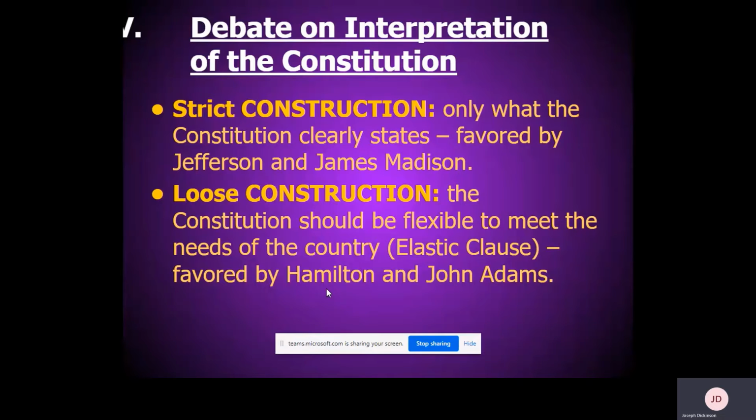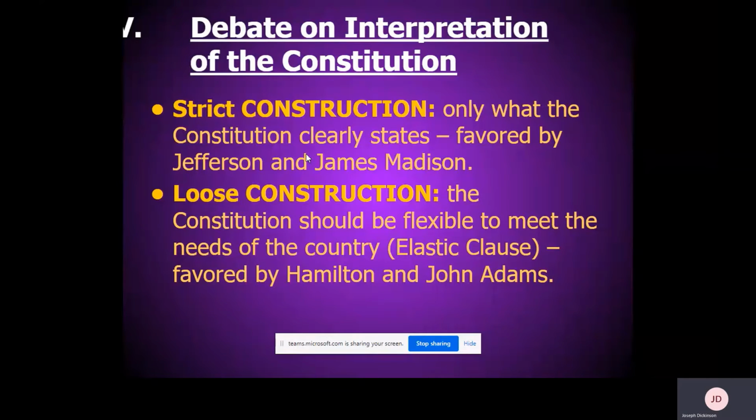Now, if you notice, James Madison's in here. James Madison was a huge Federalist, and with that, that's what made him a strict constructionist. Now, Thomas Jefferson was an anti-Federalist, so they actually were opposing a few years back. Now they're on the same team.